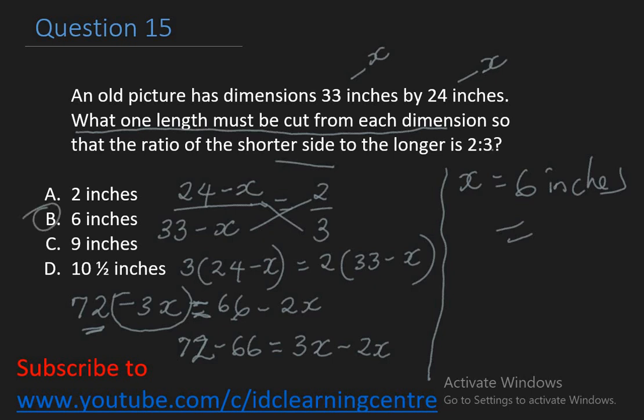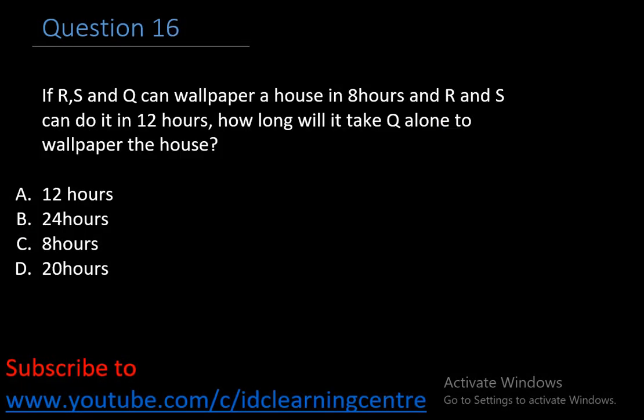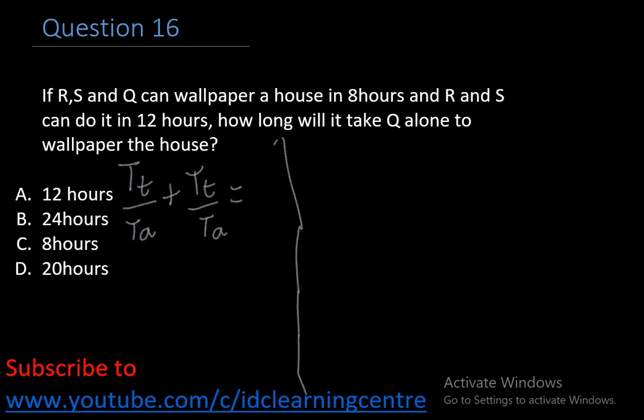Let's look at the next question. If R, S, and Q can wallpaper a house in 8 hours, and R and S can do it in 12 hours, how long will it take Q alone to wallpaper the house? For this question, we are going to use the concept of time together and time alone. So this is a formula you need: time together over time alone plus time together over time alone equal to 1.